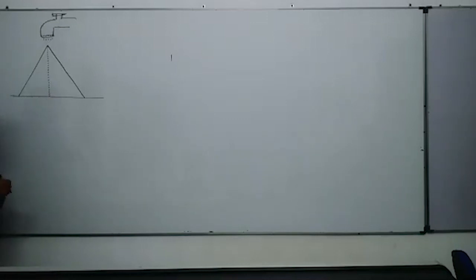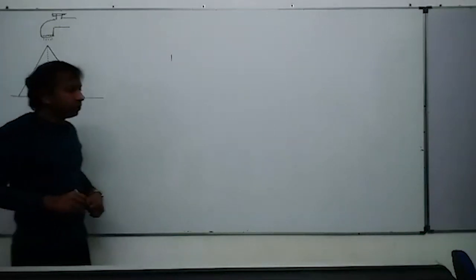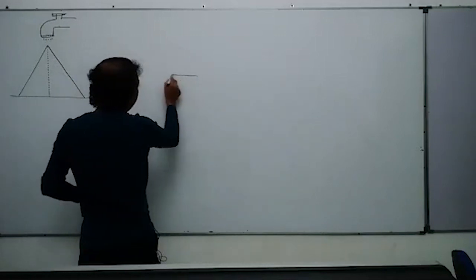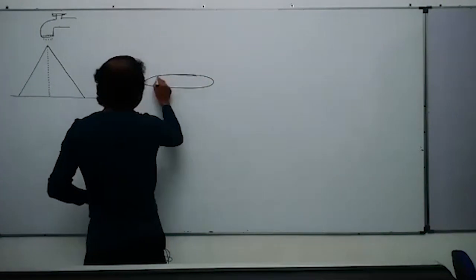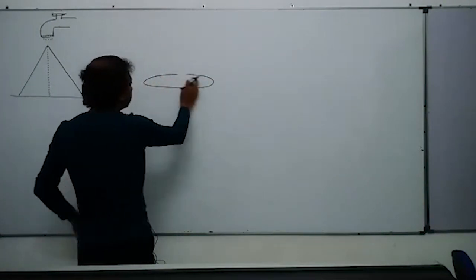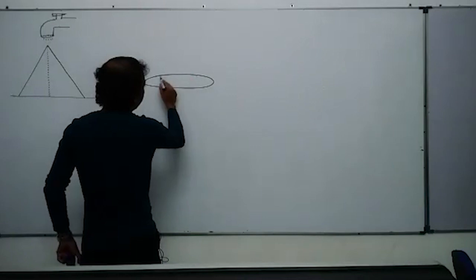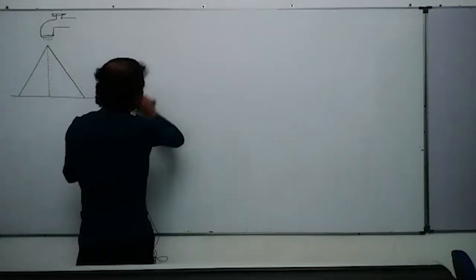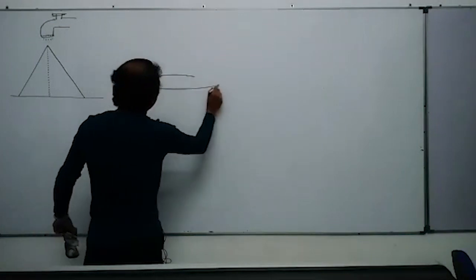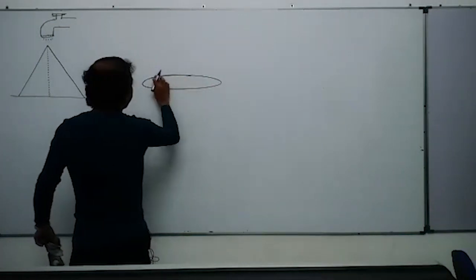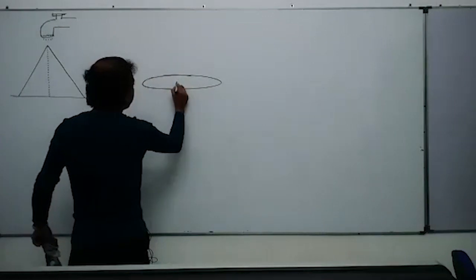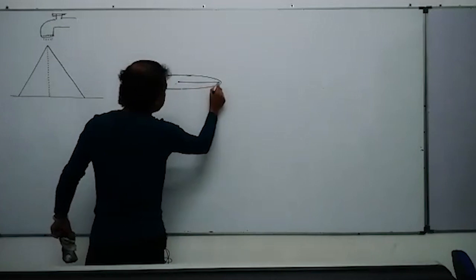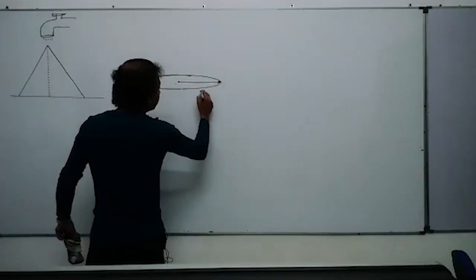We are given the base radius. When we consider a cone, people, the cone has a circle like this as its base. The circle has a center, like this. This circle therefore has a radius. This is called the base radius.